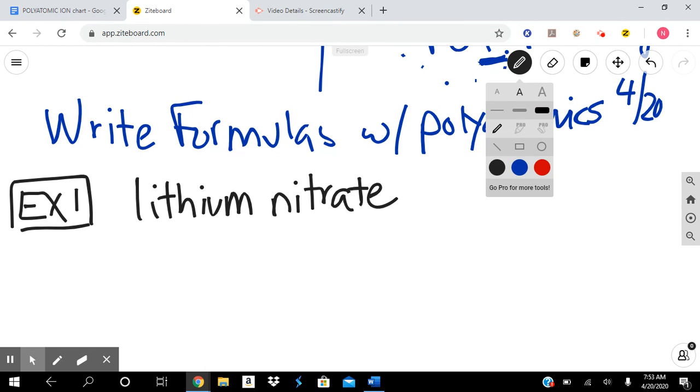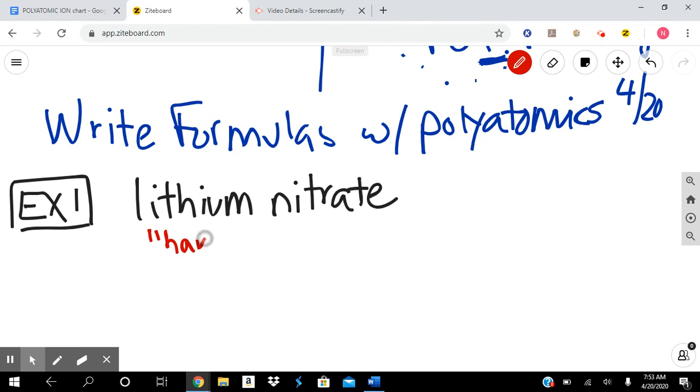look at this, and lithium is the first thing written. All right, so find lithium. Lithium is Li. What group number is it in? How many valence electrons does it have? It's in group 1, so it has 1. All right. Next we have nitrate.